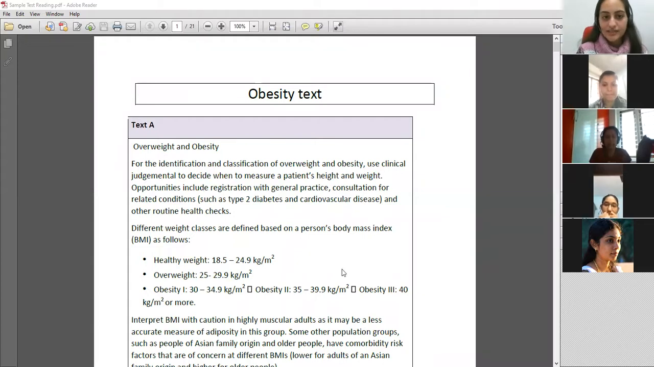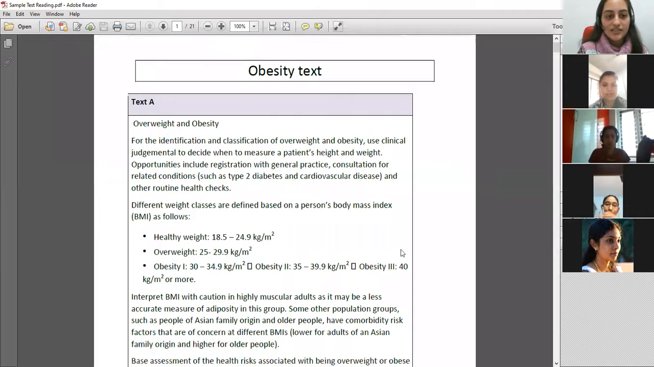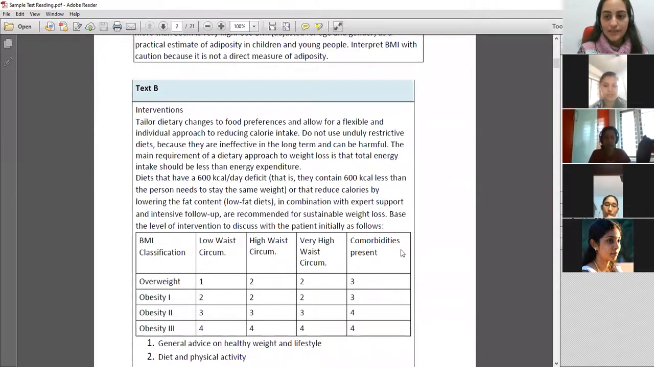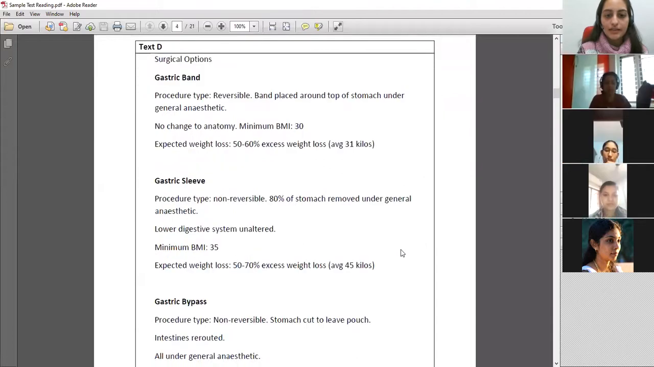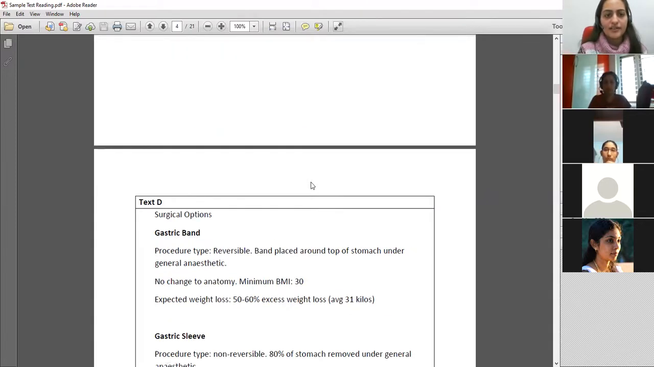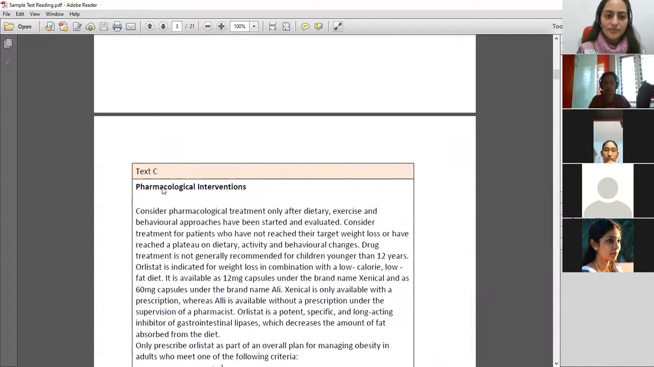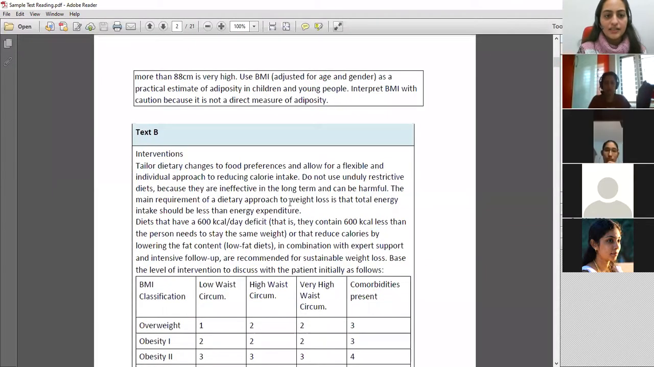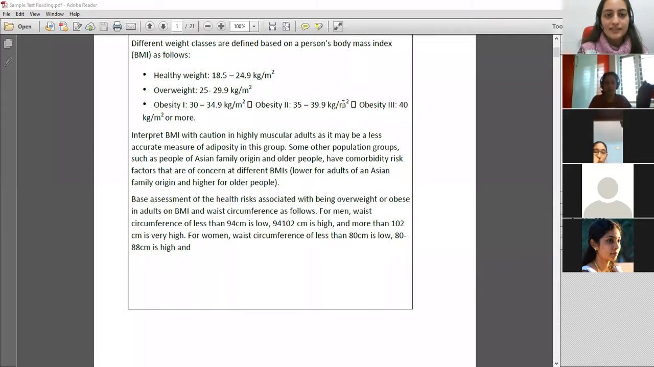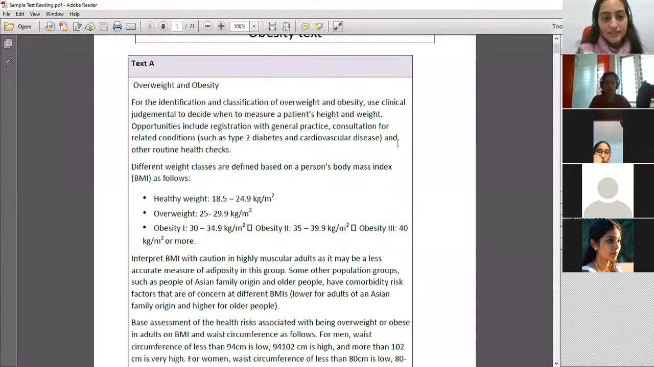There are 4 texts in part A. So as you can see, there is text A, then text B, text C, and text D. Now the kind of information that is there in these texts is about illnesses, diagnostic tools, treatment options. As you can see, surgical options are there. Then before that, pharmacological interventions are there. Then something about dietary changes is mentioned. And before that, some things about obesity are mentioned, right? So these are the 4 texts that will be there in reading.